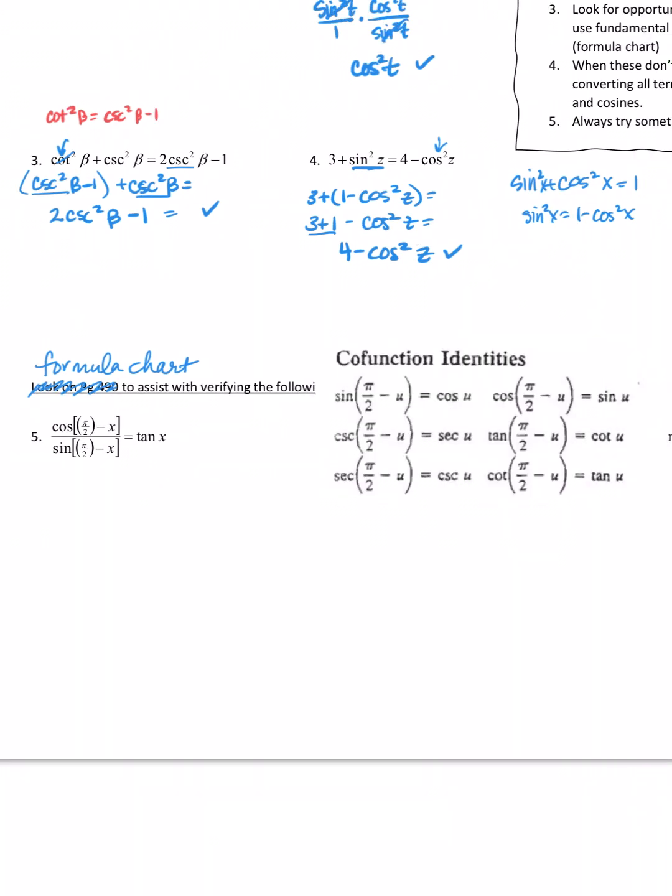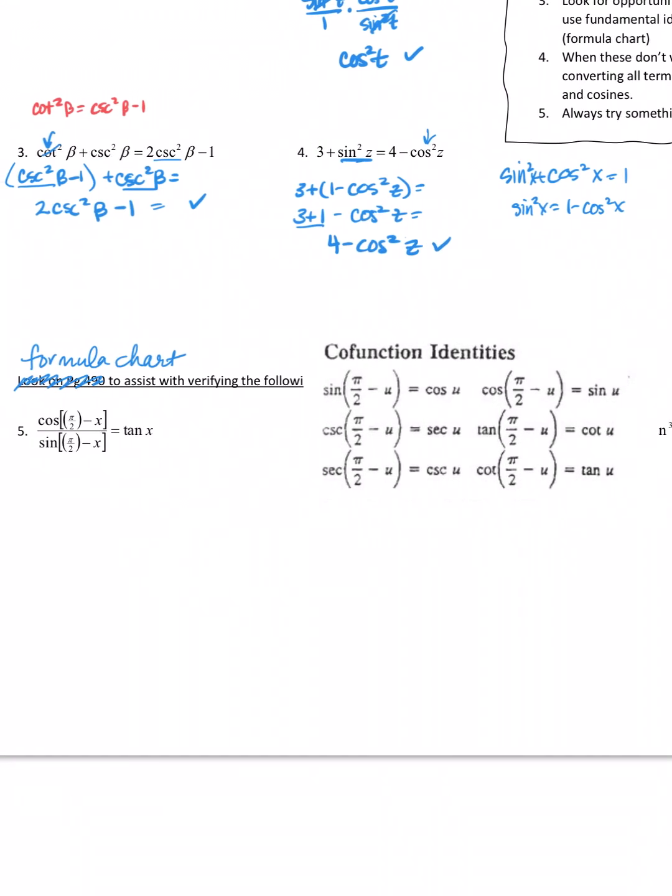So if you look on your formula chart, you have this section called cofunction identities, and they look really gross, right? But they're really helpful because look, this equation, cosine of pi over 2 minus x, let's find that. Well, over here it's in u terms right here. It's just equal to sine. That makes it way much easier, right? We just replace it with sine.